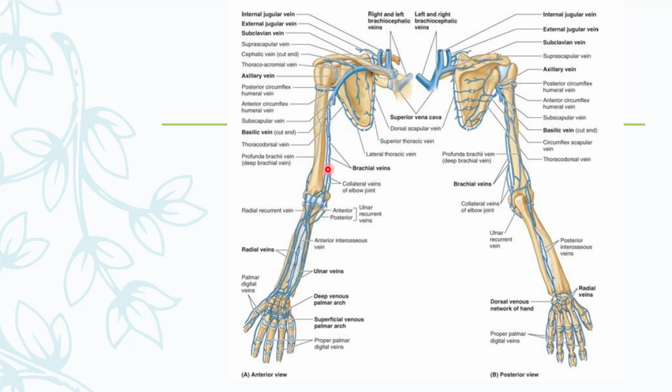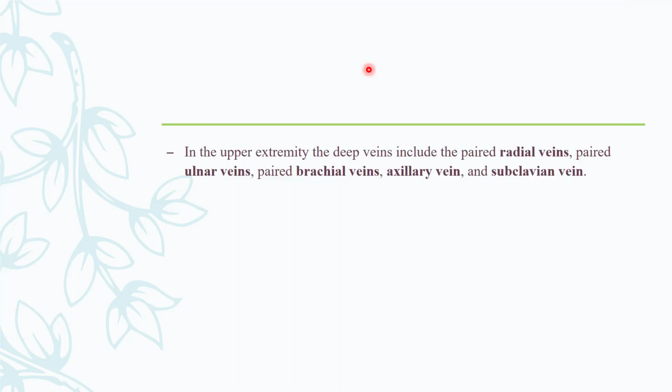These two veins will drain into the brachial vein, which is present along with the brachial artery. This brachial vein will drain into the axillary vein. This is the axillary vein, which will drain into the subclavian vein. Okay, so these are very important deep veins. In the upper extremity, the deep veins include the paired radial veins, paired ulnar veins, paired brachial veins, axillary vein, and the subclavian vein. Hope you understand.